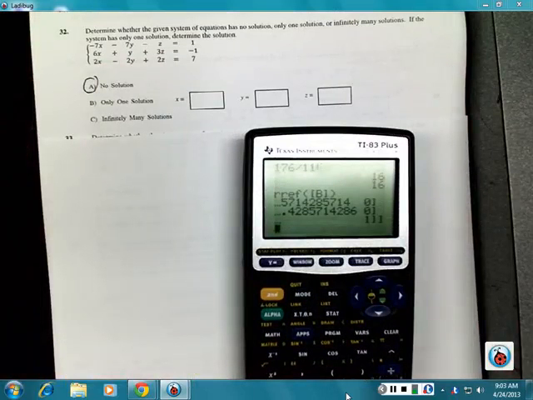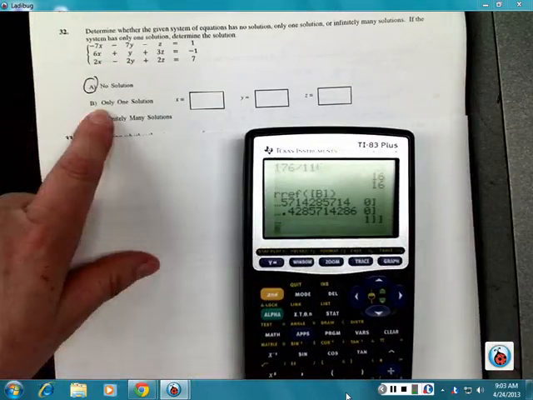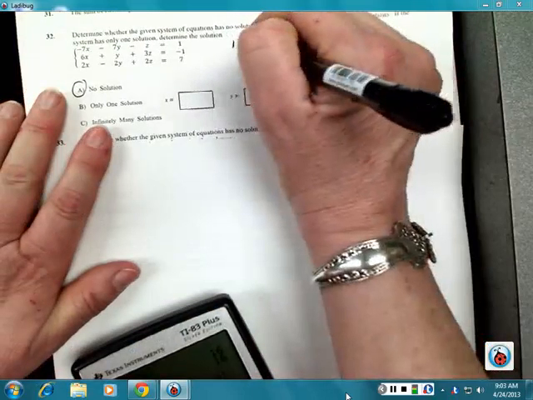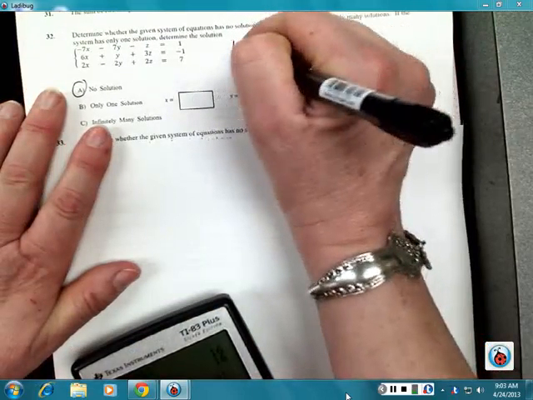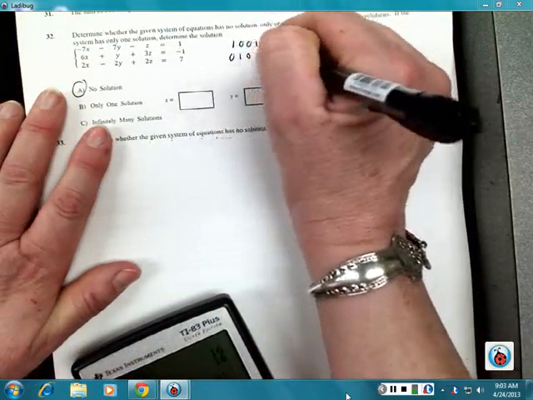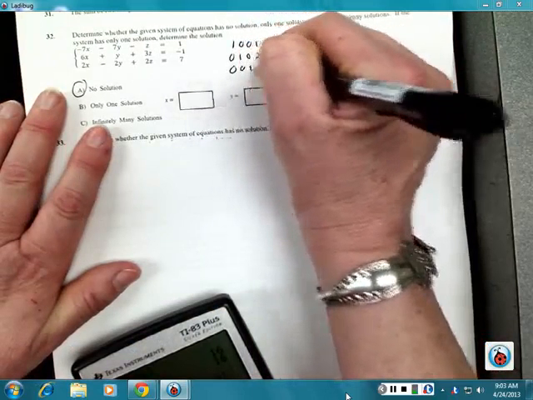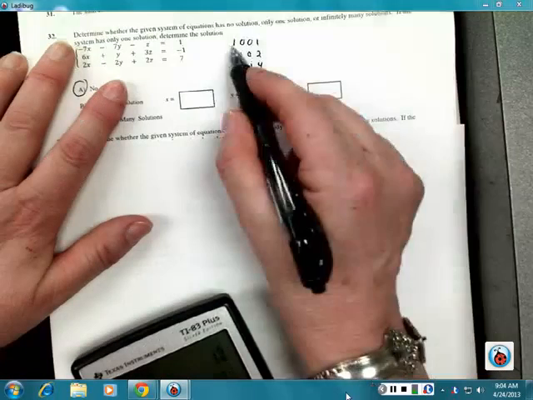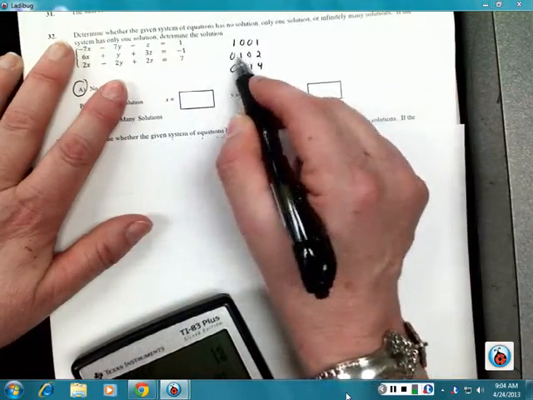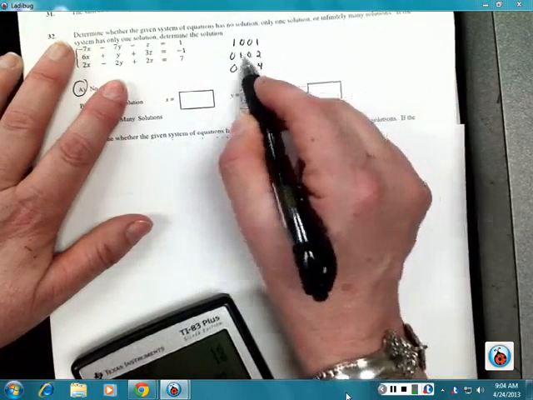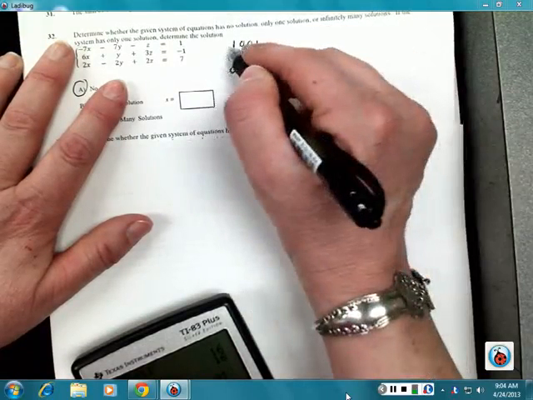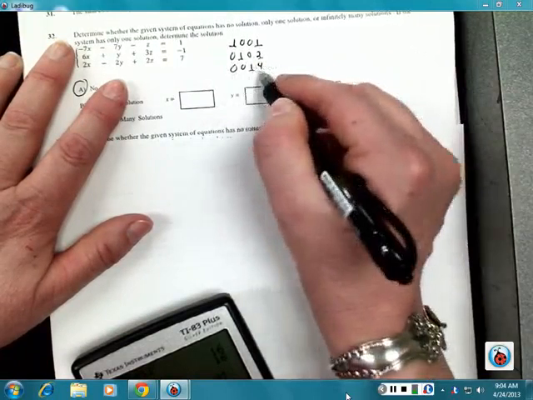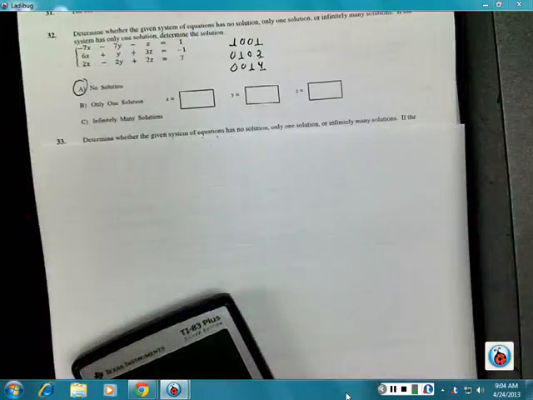And if you have one solution, that's when your matrix will look like 1, 0, 0, 1, 0, 1, 0, 2, 0, 0, 1, 4. When it looks like that, and you have ones with zeros, 1, 0, 1, 0, 2, this means that x is equal to 1, y is equal to 2, and z is equal to 4. And so that would be your solution to it.